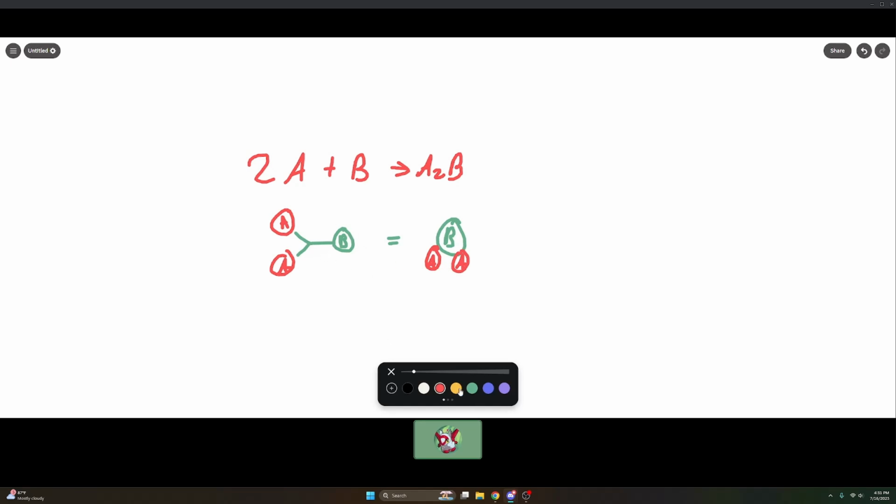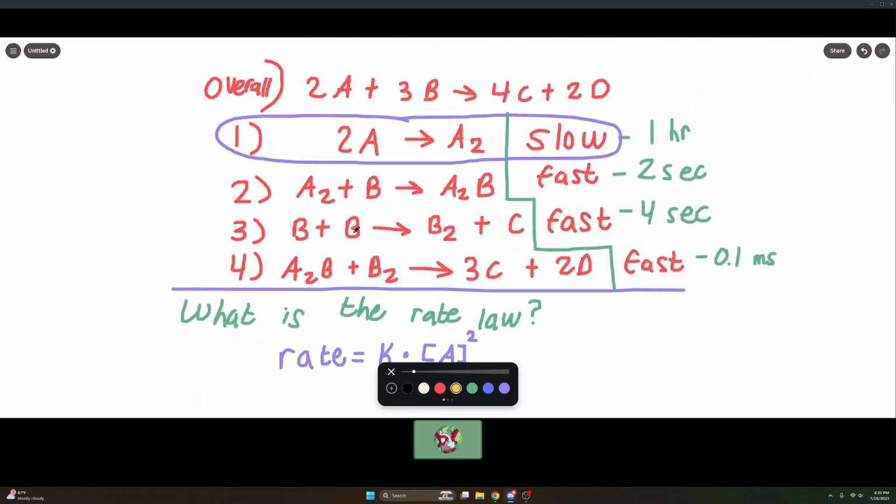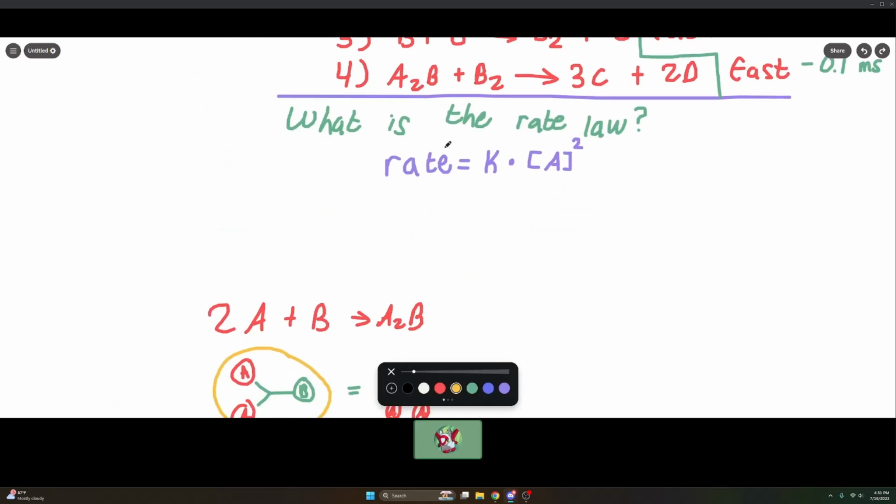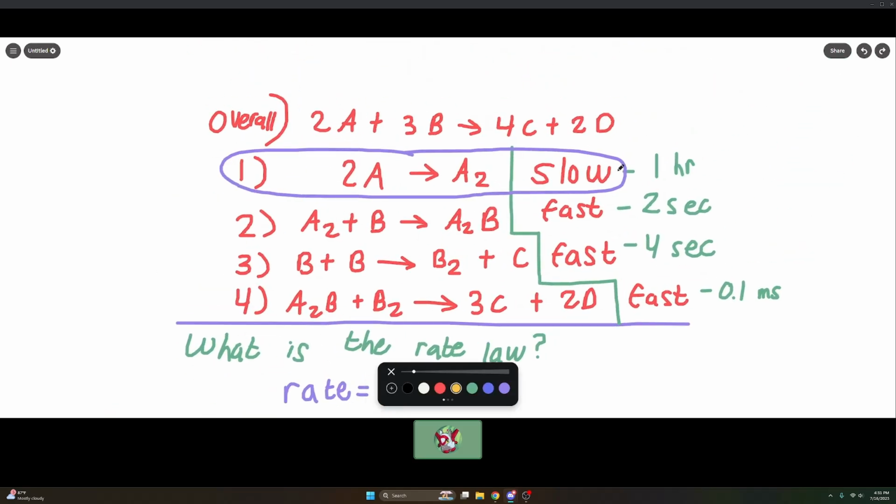Remember, your order is how many atoms are colliding. Right here, I can see I have 2 molecules of A colliding. Therefore, I am second order. It only works here because this is my rate determining step. And you might want to get used to that word, rate determining step, as you might be hearing it quite a bit over the next week or so.